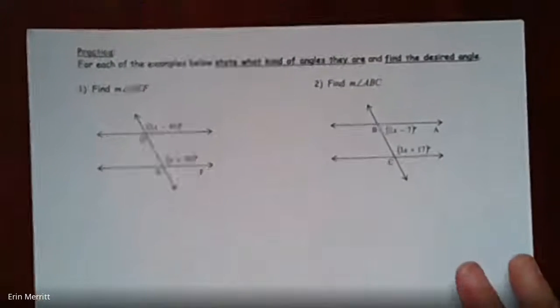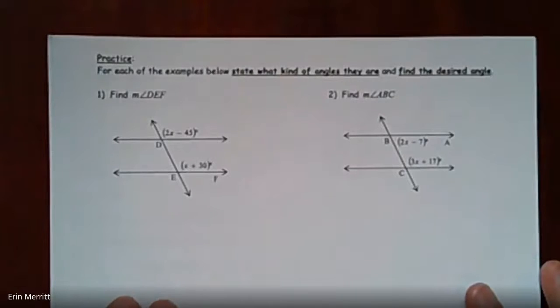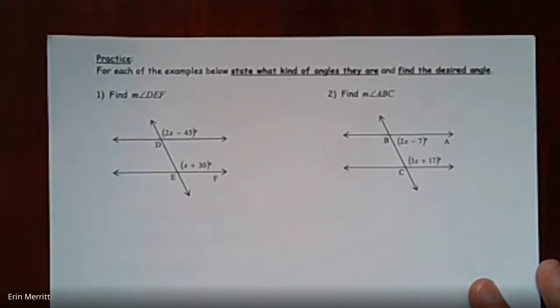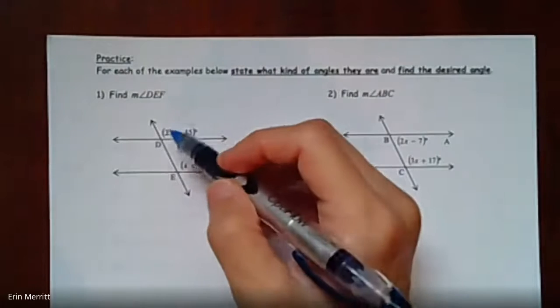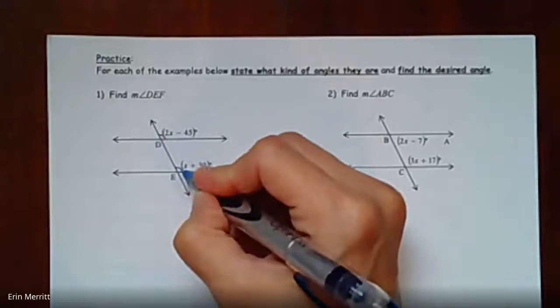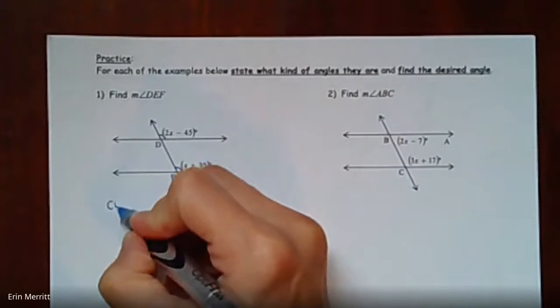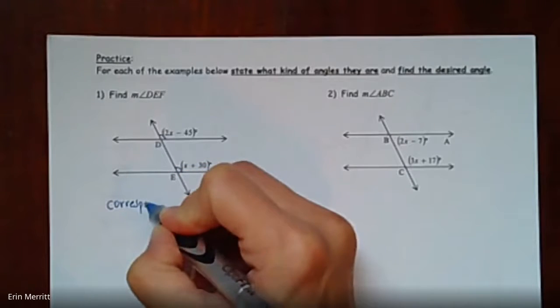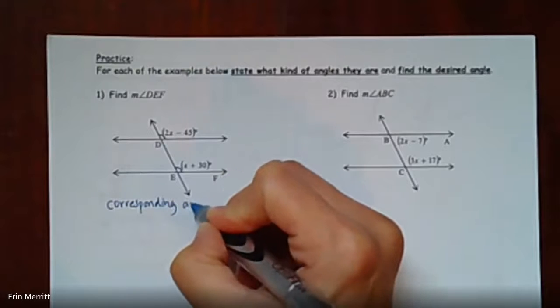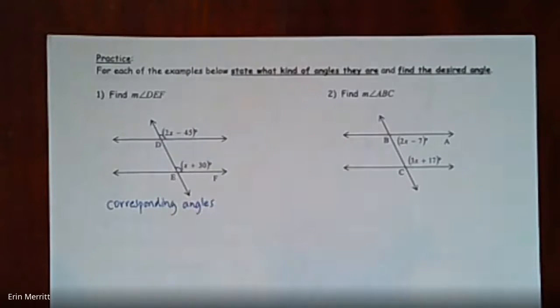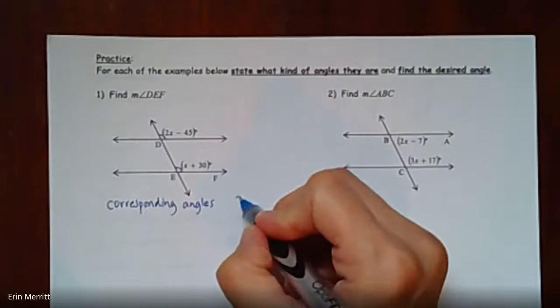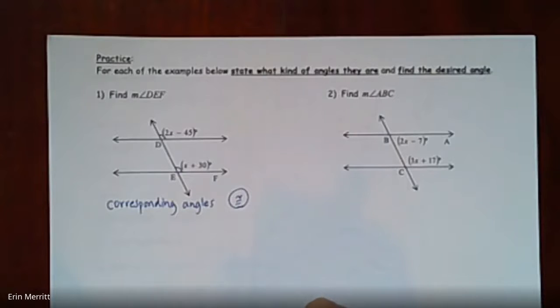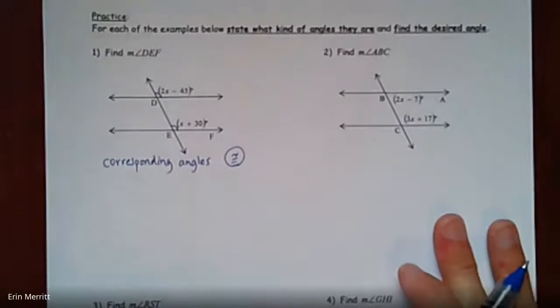So here's where the practice comes in. It says for each example, state what type of angles there are and then find the desired angle. What I mean by state the type of angles is what angle pair. When you're looking at this one, it's top right and top right. That's an example of corresponding angles. I hope you were already thinking it before I said it. Corresponding angles are congruent. That's the relationship, and when we say congruent, that's essentially the same as saying they have equal measure.